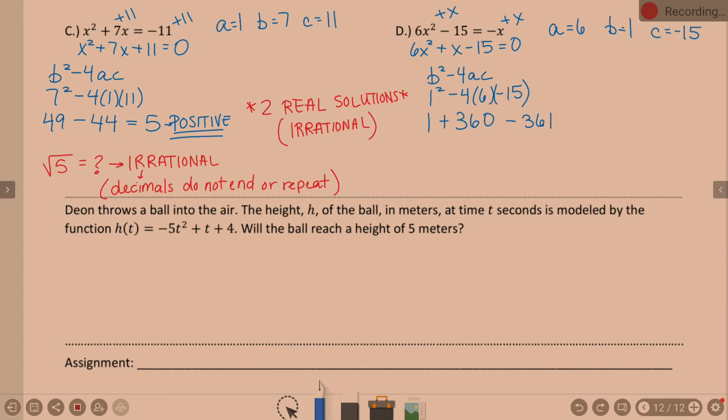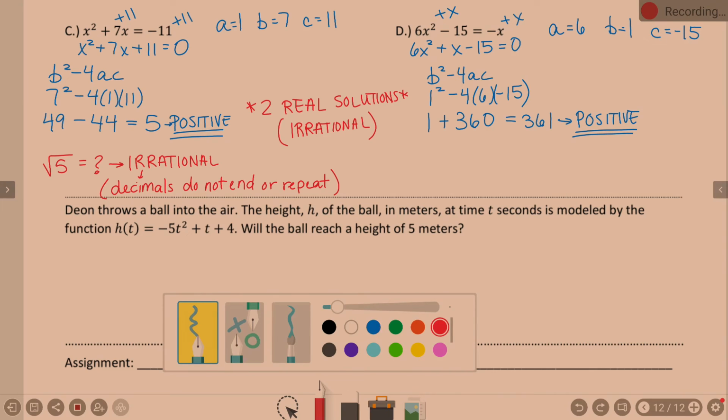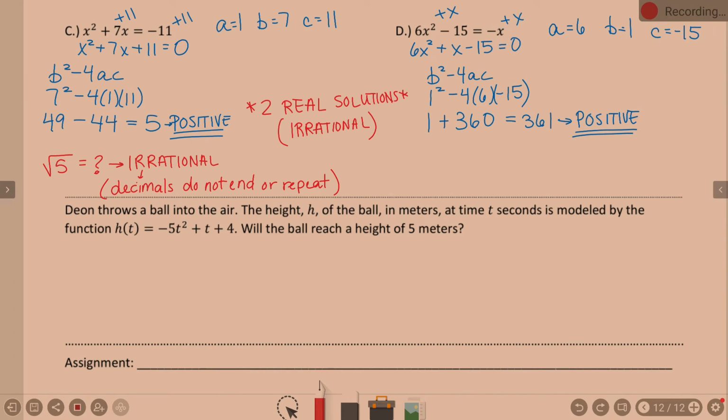361. What do we know about 361? Again, it is positive. What do we know about a positive discriminant? There's how many solutions? 2. 2 of the real or non-real variety? Real. So because it's positive, I know that there are 2 real solutions. And this is just coming from the chart up top, right?